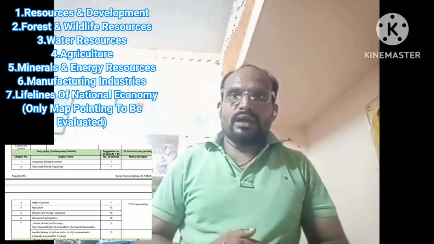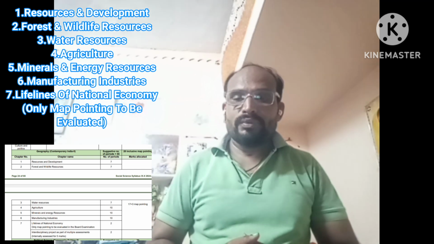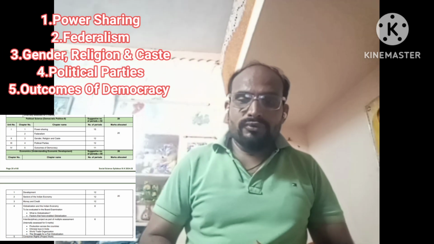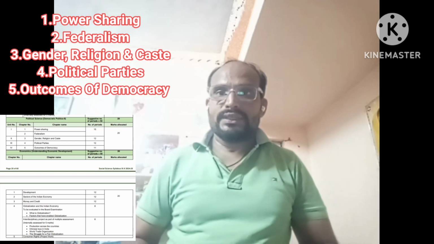Now let me take you to the next segment, that is political science, Democratic Politics, part 2. In this particular segment, we're going to have 5 important chapters. Chapter number 1, power sharing. Then chapter number 2, federalism. Then chapter number 3, gender, religion and caste. Then we're going to have chapter number 4, political parties. And the last one, chapter number 5, outcomes of democracy.